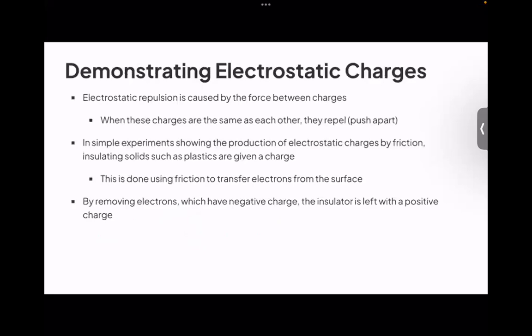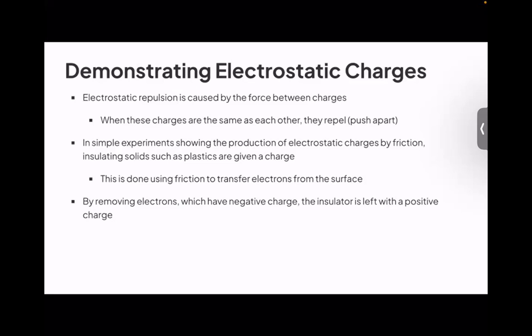Now, this is something that they do ask you in your exams as well. This is a very common question. Basically, they ask you to demonstrate electrostatic charges. I'm pretty sure, and do let me know, especially during winters, you feel a current when you touch something. I think it happens to everyone, right? Yes, I'm pretty sure it does.